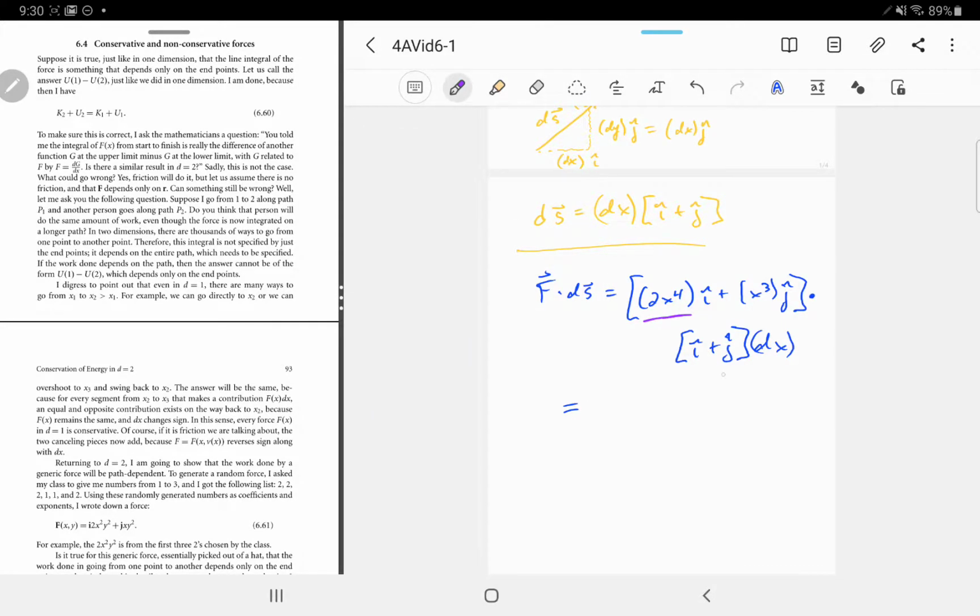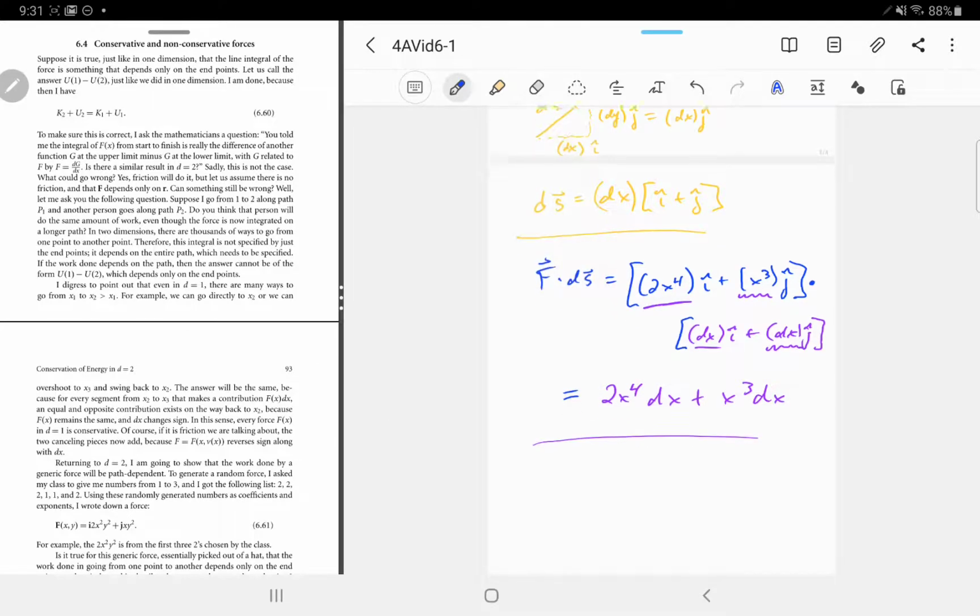So maybe I should write this just to be clear about this: dx i hat plus dx j hat. So I'm writing it in a way that you see that the i hat pieces are 2x to the fourth and dx. So this is 2x to the fourth dx, plus, and then multiplying the other two pieces together, j hat dot j hat is 1. So this is plus x cubed dx.